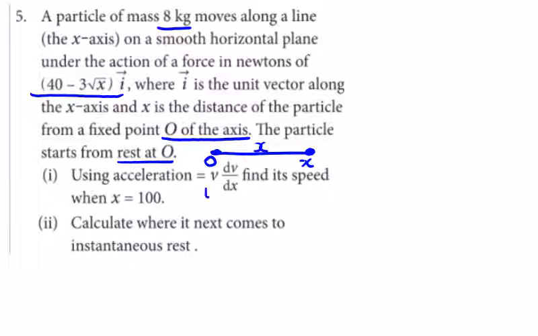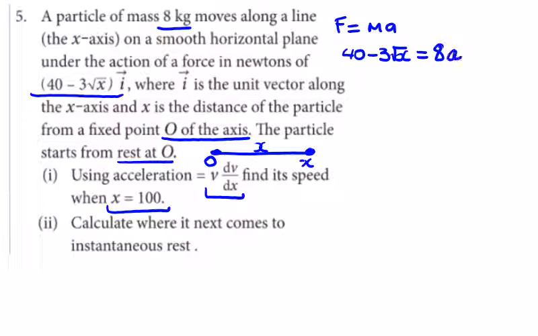Using acceleration, they tell you v dv dx, find its speed when x is 100. Okay, force is equal to mass times acceleration. So 40 minus 3 root x is equal to m, 8 times a. So we can write acceleration as 40 minus 3 root x over 8. You might be tempted to divide the 40 by the 8, but I think it's easier to leave it like this.